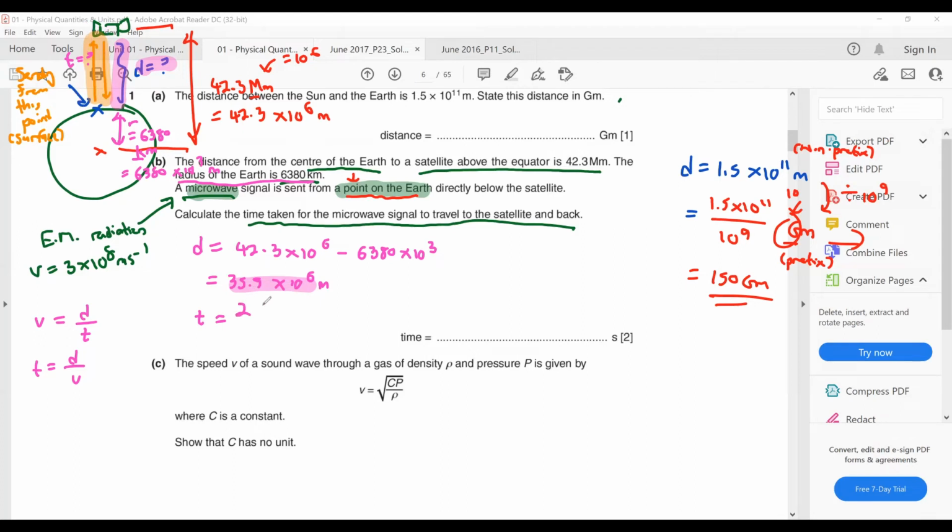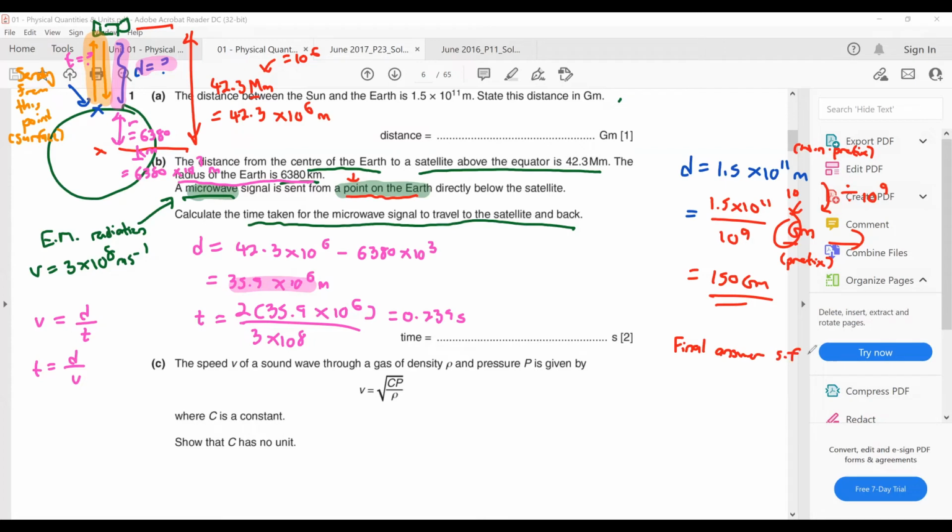So your distance traveled is actually 2 times that, and then you divide by the speed of your microwave, which is EM radiation. You will get your answer as this: 35.9 times 10 power 6 times 2 divided by 3 times 10 power 8. You should get the answer as 0.239 seconds.